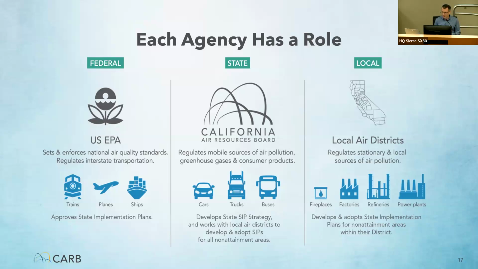The Air District has local control over area sources in their districts. They are regulating stationary sources, things like fireplaces, power plants, factories, and they also will develop control measures that are put in place for those specific sources and work with the state on developing and drafting the SIP.